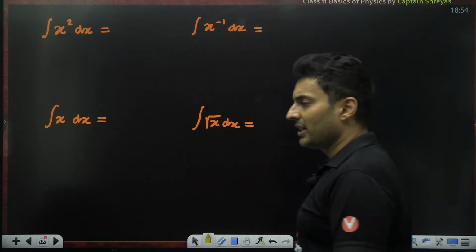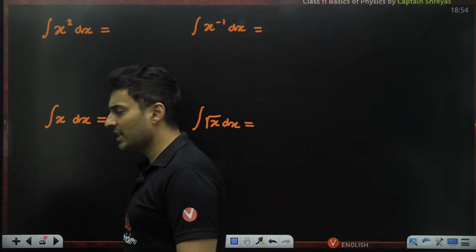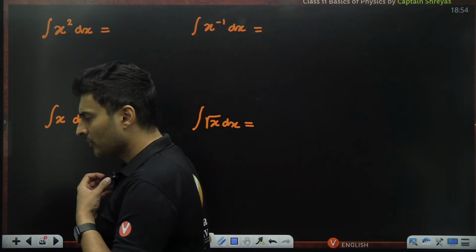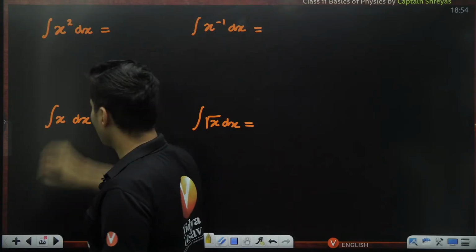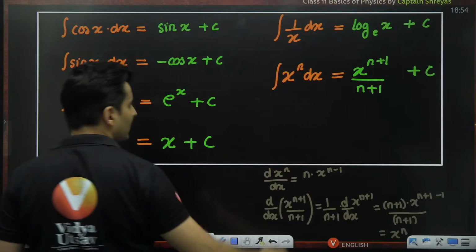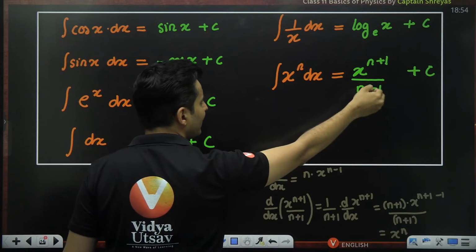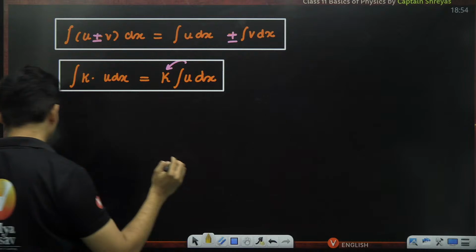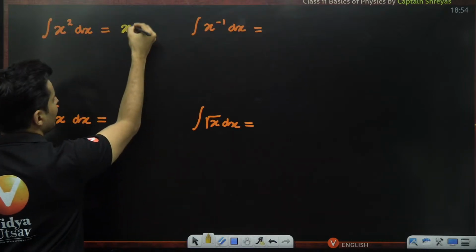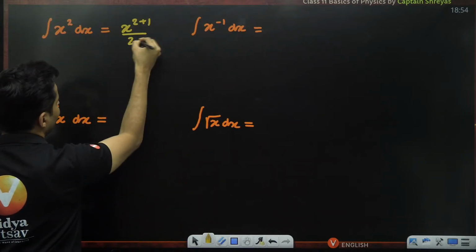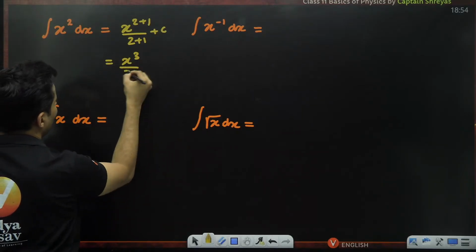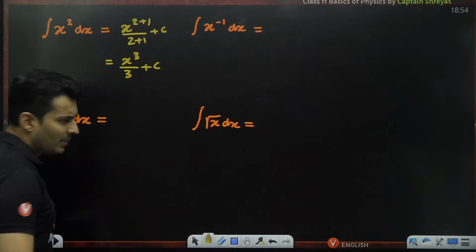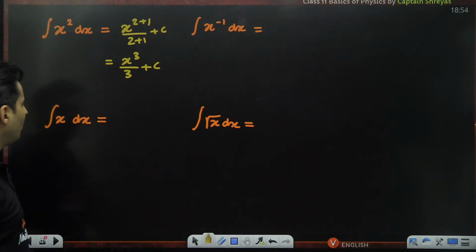Starting off with the first one, x raised to 2 dx. This is x raised to n formula. So what was the formula, guys? The formula was n plus 1 power of x and divide by n plus 1. So the power over here is 2. So it will be x raised to 2 plus 1 by 2 plus 1. Do not forget that c. So it will be x raised to 3 by 3 plus c. Perfect. Done and dusted.